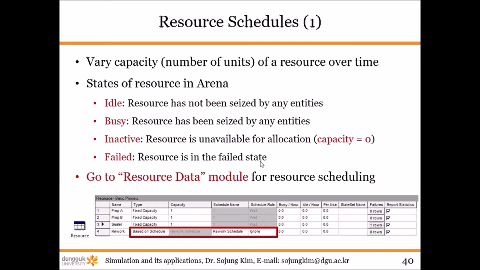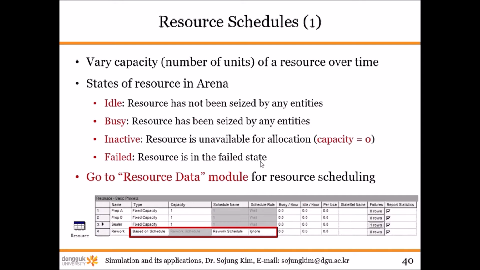A resource in Arena has 4 states: idle, busy, inactive, and failed. Usually we use idle and busy. Idle means the resource has not been seized by any entity, so it's available, in other words. Busy means the resource has been seized by an entity, so it's working, but it's not available because an entity is seizing the resource. That's the busy state.